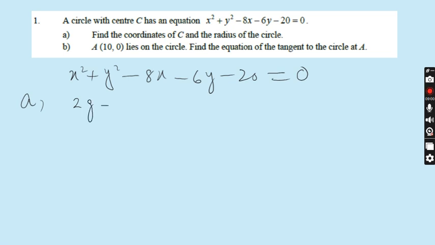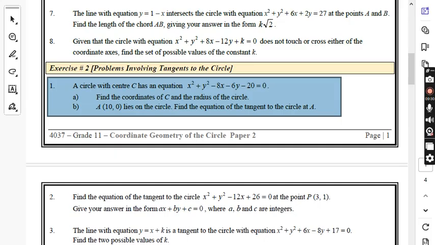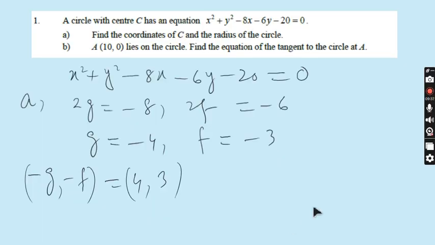So 2g equals minus 8, 2f equals minus 6, g is equal to minus 4, f is equal to minus 3. Minus g, minus f: the center is minus minus 4, minus minus 3. So 4 comma 3 is the center of the circle.